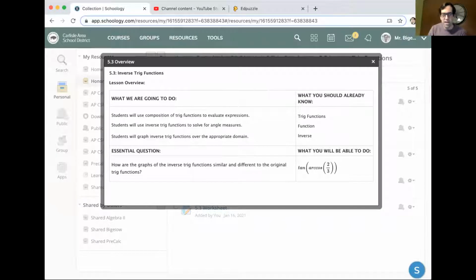Hey everybody, in Honors Pre-Calc today we are going to be talking about lesson 5.3, inverse trig functions. And on your screen now, you will see the lesson overview.